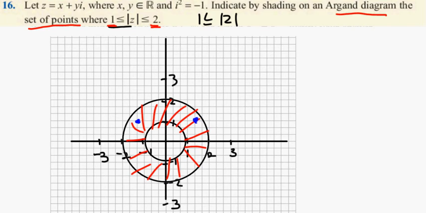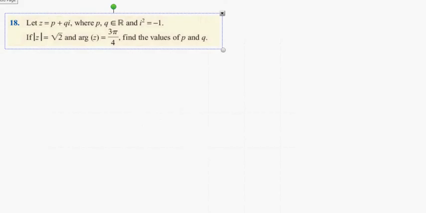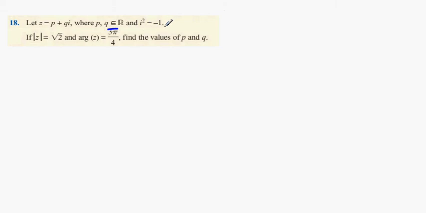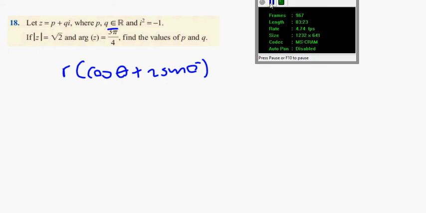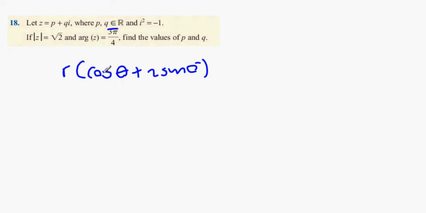Okay, now we're on to question 18. Let z equal p plus qi, where p and q are elements of R, and i squared equals minus 1. If the modulus of z is root 2, and the argument of z is 3 pi over 4, find the values of p and q. Well, that's pretty easy because it's given to us in polar form. Okay, and polar form is written as r(cos theta plus i sin theta).